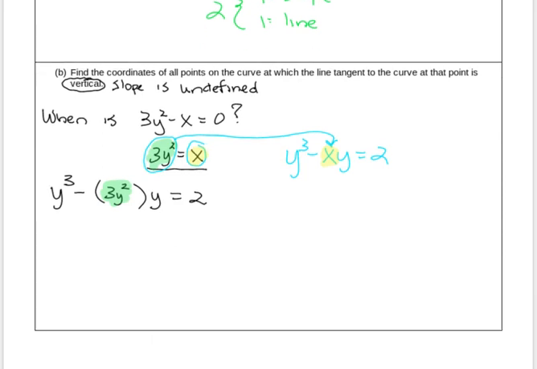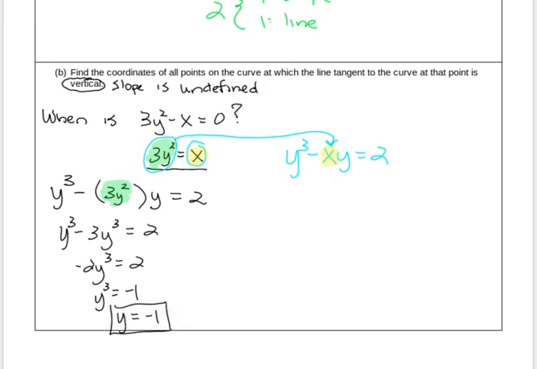So remember, in order to solve a system, you need two equations. That's why we had to use this original curve that they gave us also. So we have y cubed minus 3y cubed is equal to 2. So negative 2y cubed is equal to 2. If I divide by negative 2, I get y cubed is equal to negative 1. And then if I take the cube root of both sides, I get y is equal to negative 1.